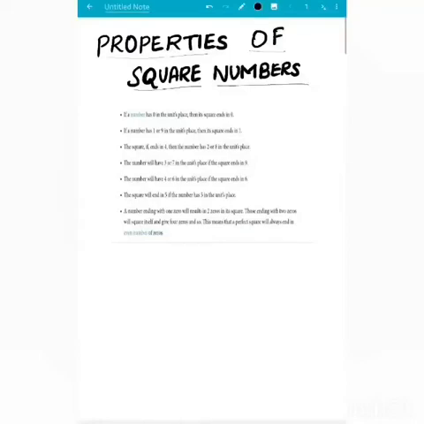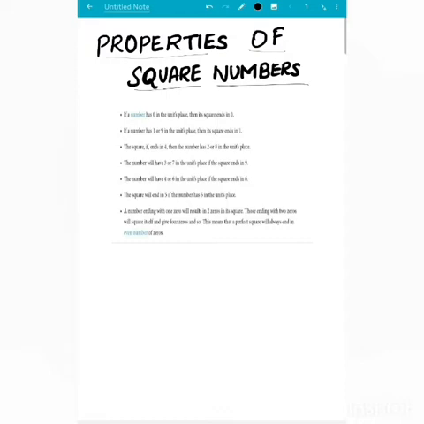Welcome all students. Last week we discussed the square and square numbers and found the square roots, isn't it? So today also we are going to see the same topic, that is square numbers. Today the topic is some properties of square numbers. There are some properties of square numbers. Let me discuss that.